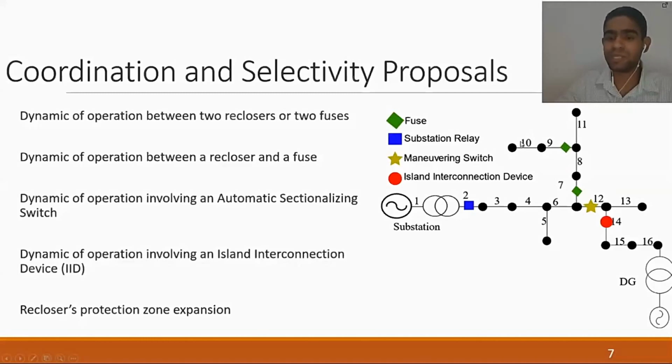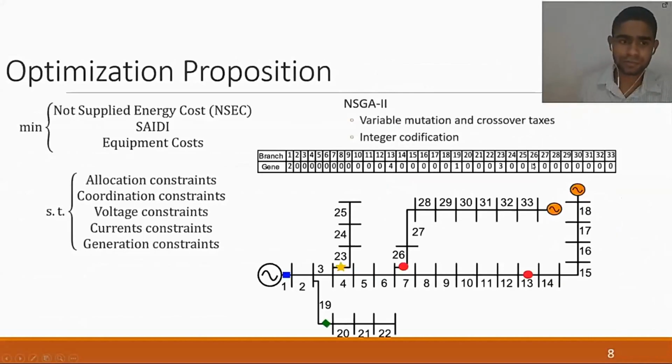What we are proposing is this relay must sensitize for a fault in this region so that the temporary fault would not affect those nodes. Our proposition of optimization is the reduction of NSAC, SAIDI, and equipment costs, considering the following constraints: allocation, coordination, voltage limits, current limits, and generation limits. And we use an NSGA tool to solve the optimization problem.